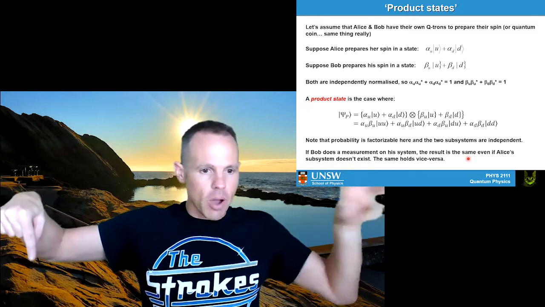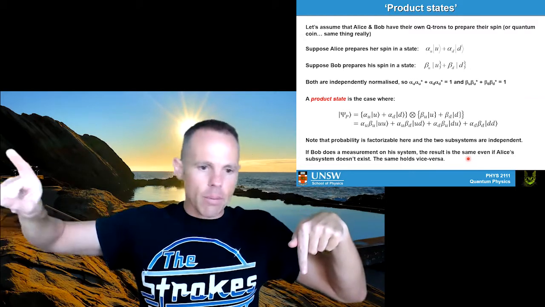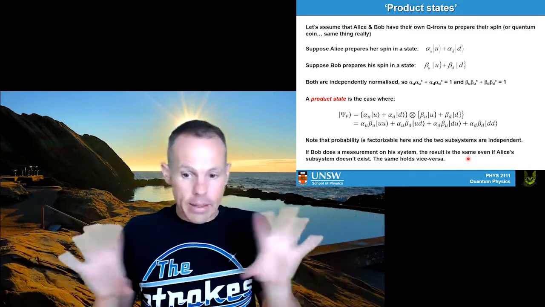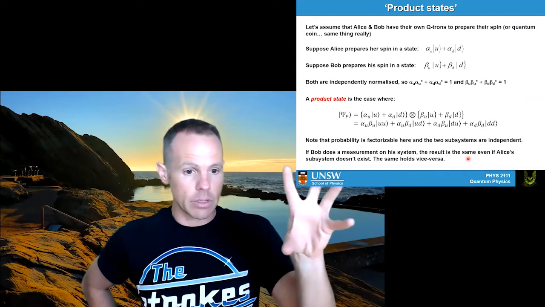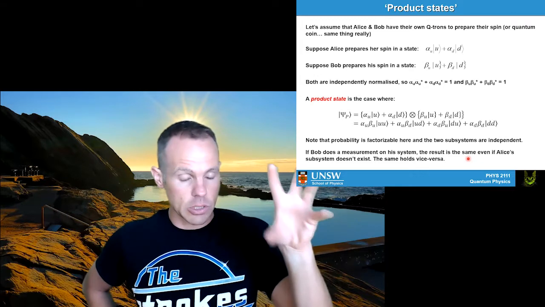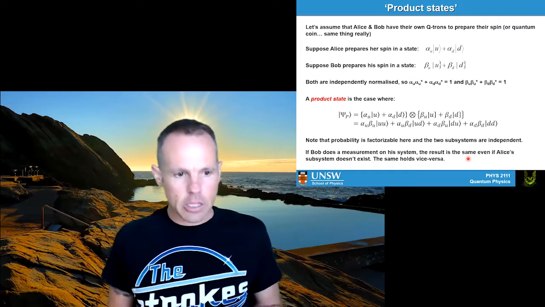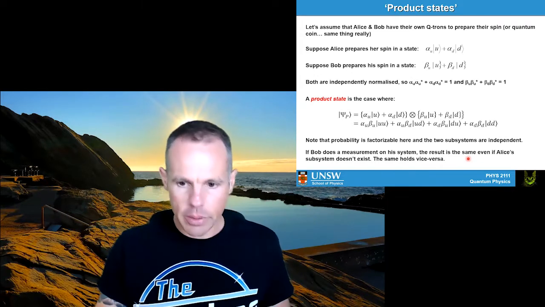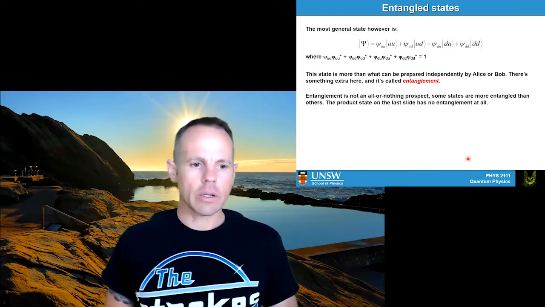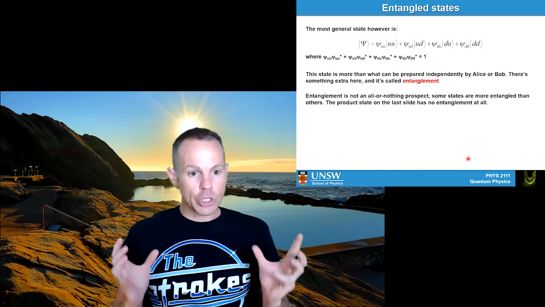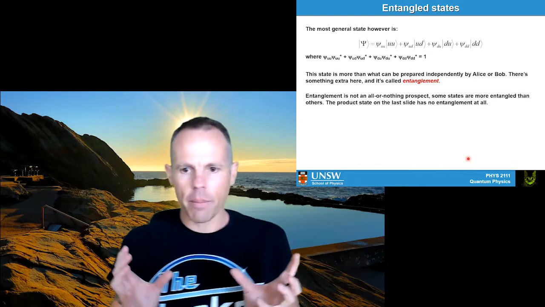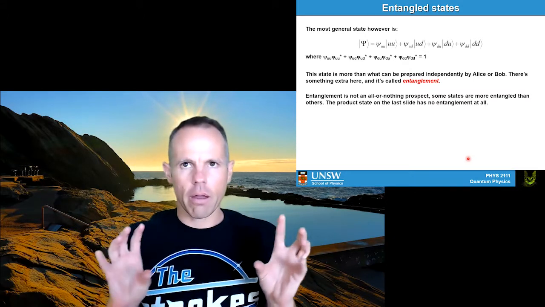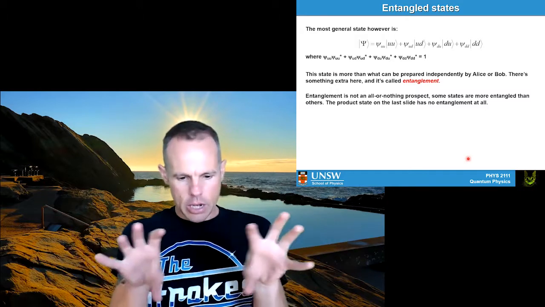So, Alice might measure it later. She might get it down. Bob might have got it down. It doesn't really matter. They're independent systems. We can even get rid of one of them, and we're just back to everything we've been dealing with for the first six lectures, which is a single spin system. Okay? So these are product states. Zero entanglement.